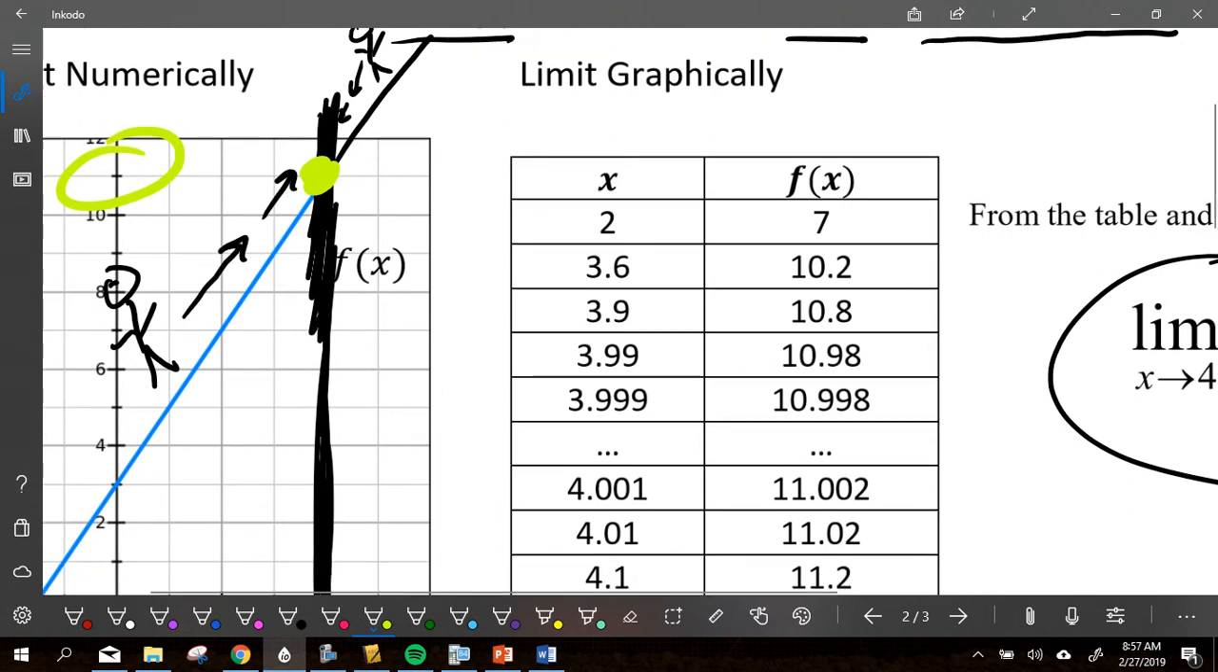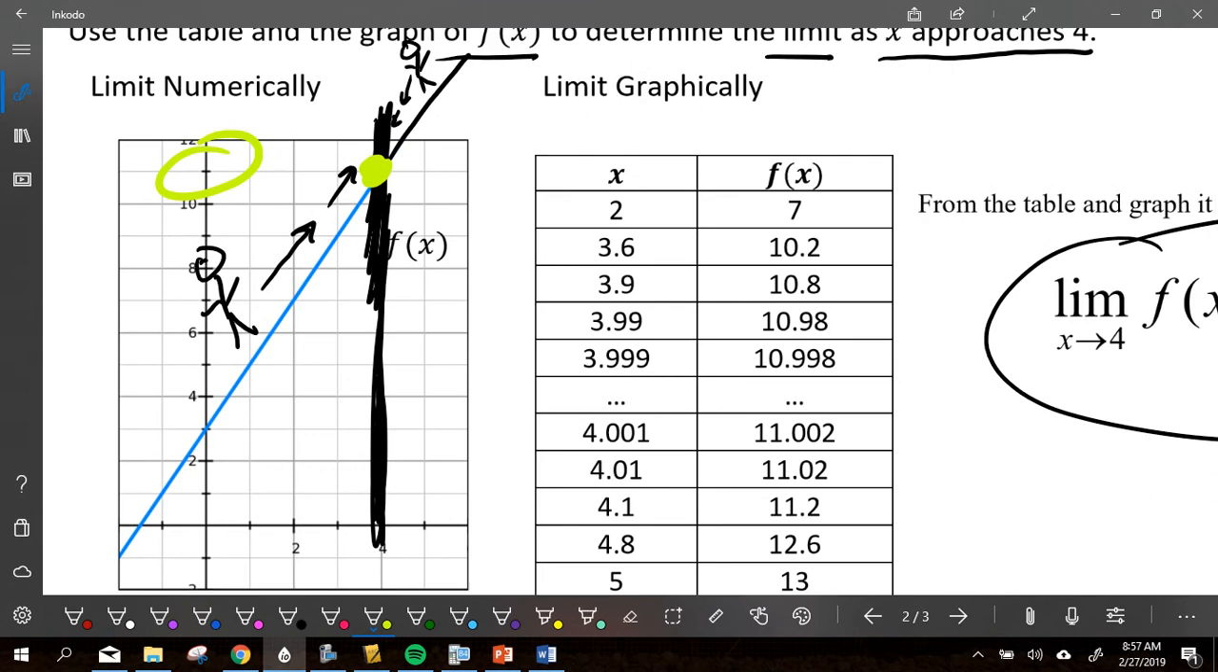We could look at that as a table as well. This is exactly what we did in bell work. As my x values got closer and closer to 4 here on the left-hand side, and my numbers got closer and closer to 4 as we went from above and closer to 4 this way, I don't know what happened at that number, but it looks like we're getting really close to 11, in which we are.